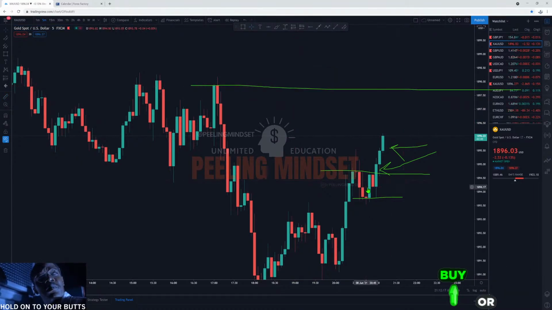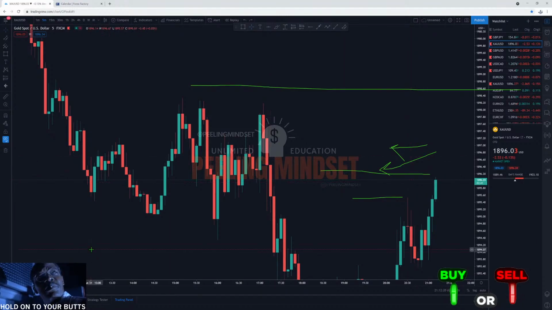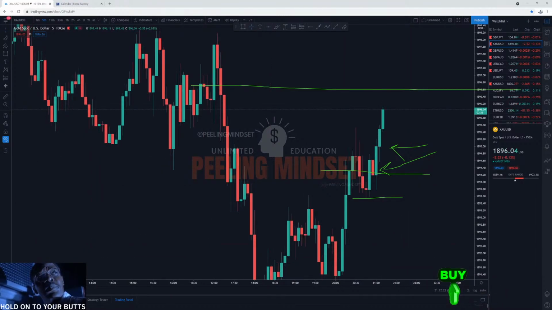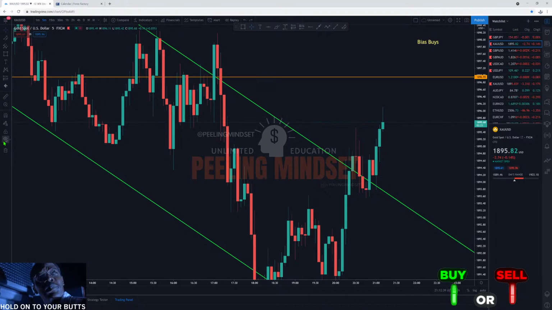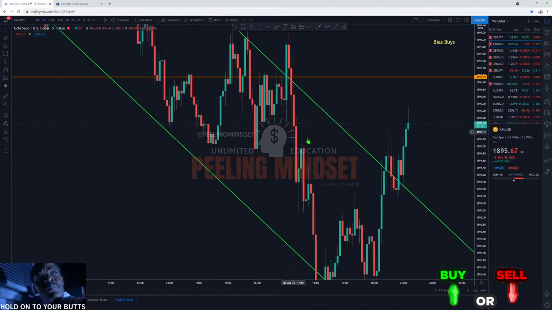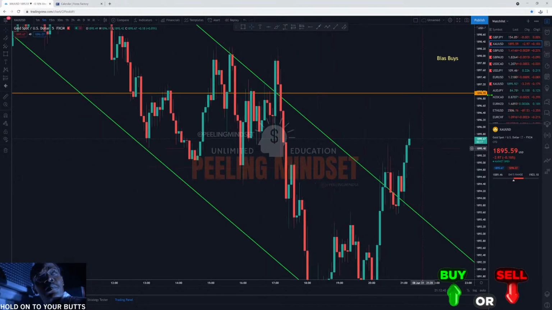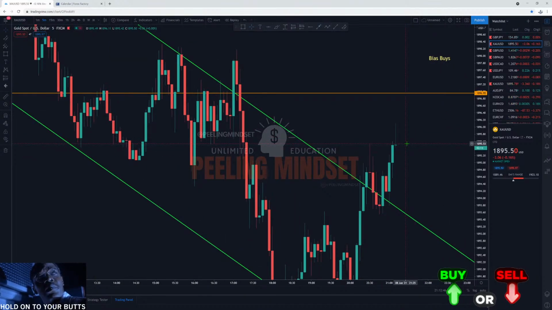We'd love to see a candle making a decent lower wick, like this previous 5-minute candle, and then move further up. That would be lovely. So we are still waiting here. Waiting and waiting at 1896.95. It looks like it's going to move up.